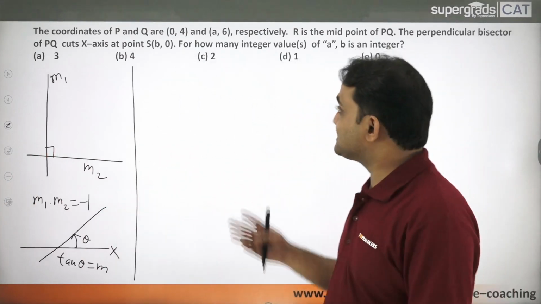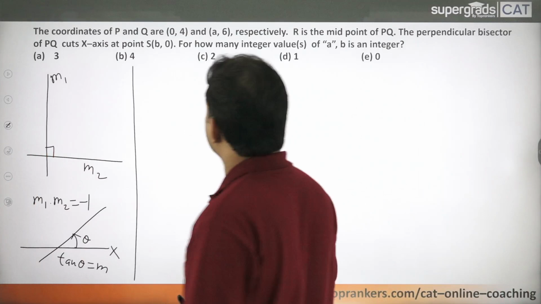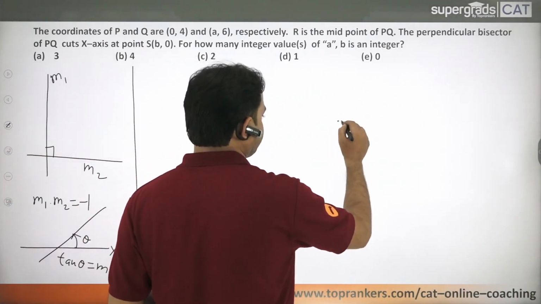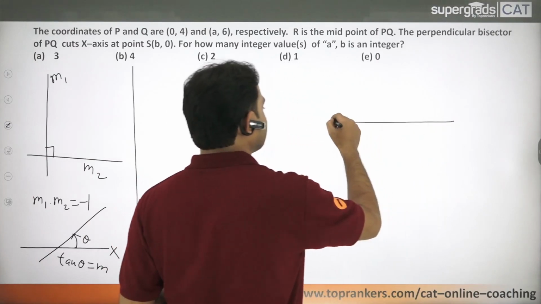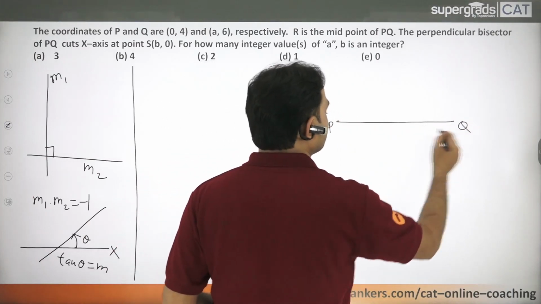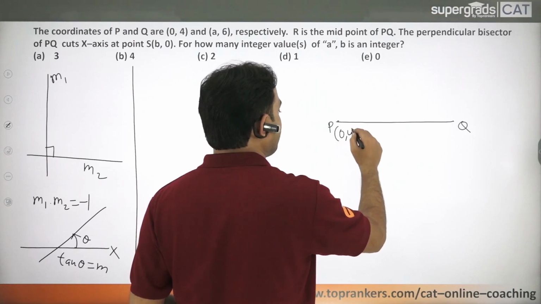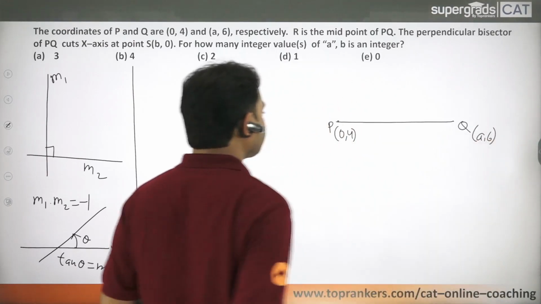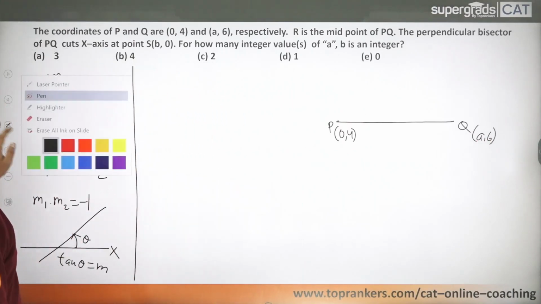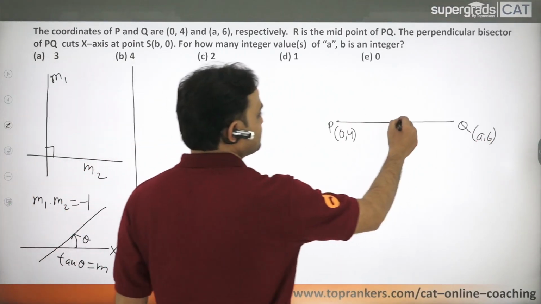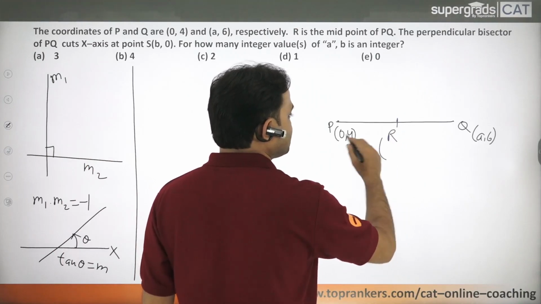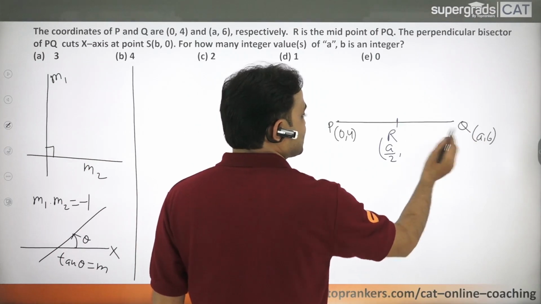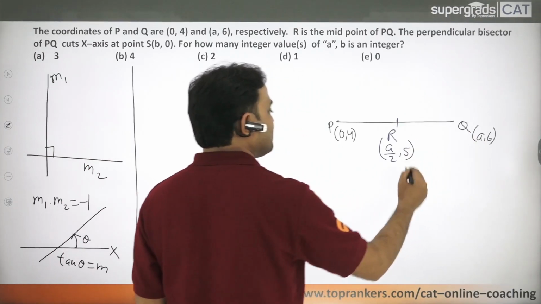Let's see this question. It says the coordinates of P and Q are (0, 4) and (A, 6) respectively. This is P, this is Q. Coordinate of P is (0, 4). Coordinate of Q is (A, 6). R is the midpoint of PQ. Let's put R here. Coordinate of R: 0 plus A by 2, so this is A by 2. This will become 6 plus 4 by 2. So (A by 2, 5).